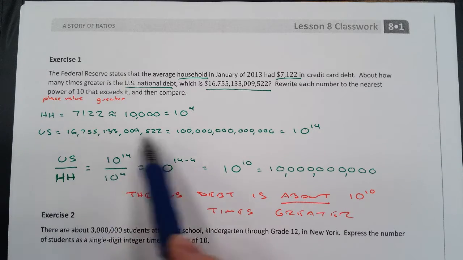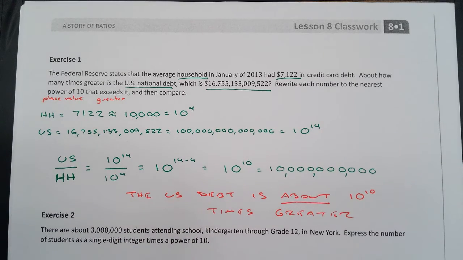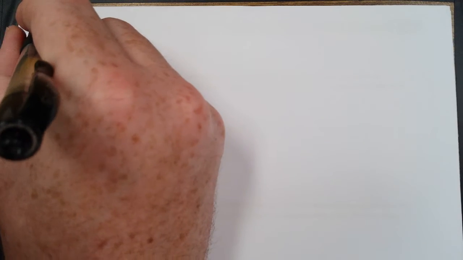This was a big jump, not very close. Let's look at another example and see if we can do better with our approximations. We're going to go back to New York for example 2.